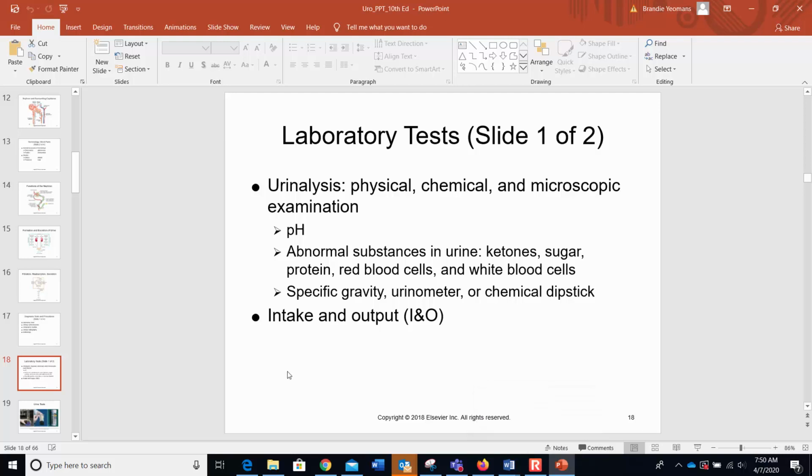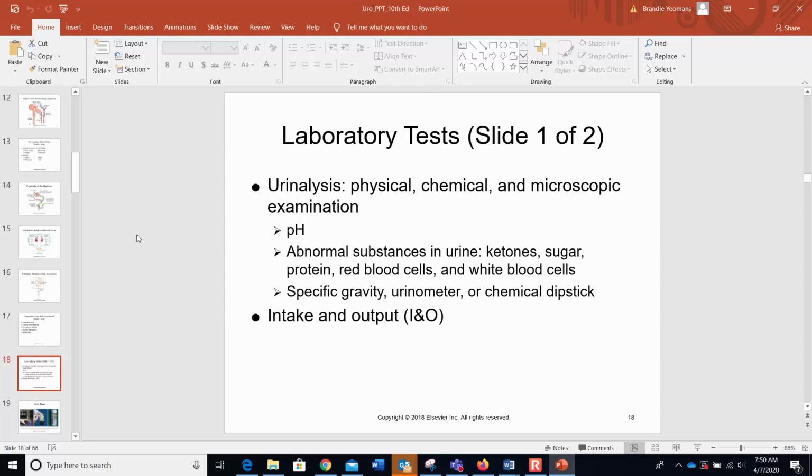We also look at a urinalysis. Now this is something that is very easily done. It's non-invasive. You have a patient give you a urine specimen in a cup. From the moment that that urine specimen is placed on the counter, you can go ahead and start making some observations to give the physician some information.